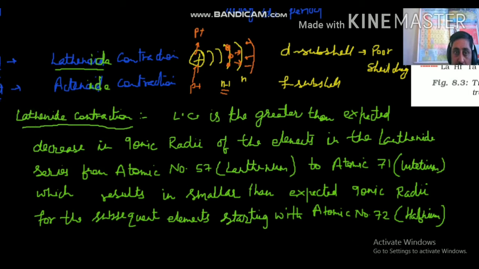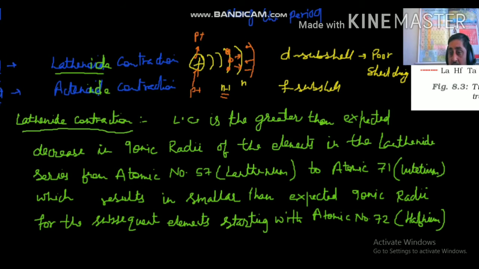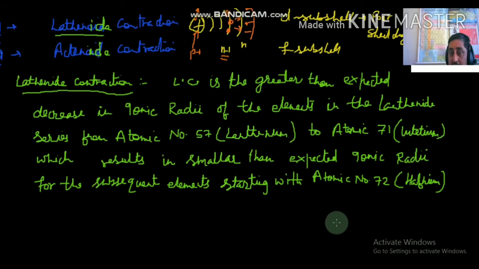So we can say that the size of the elements starting from hafnium, which is again from D block, lanthanum is from D block, and between lanthanum to hafnium, it means 58 to 71, they are the members of F block, and due to their appearance, the size of the subsequent elements is decreased, and this is called lanthanide contraction.